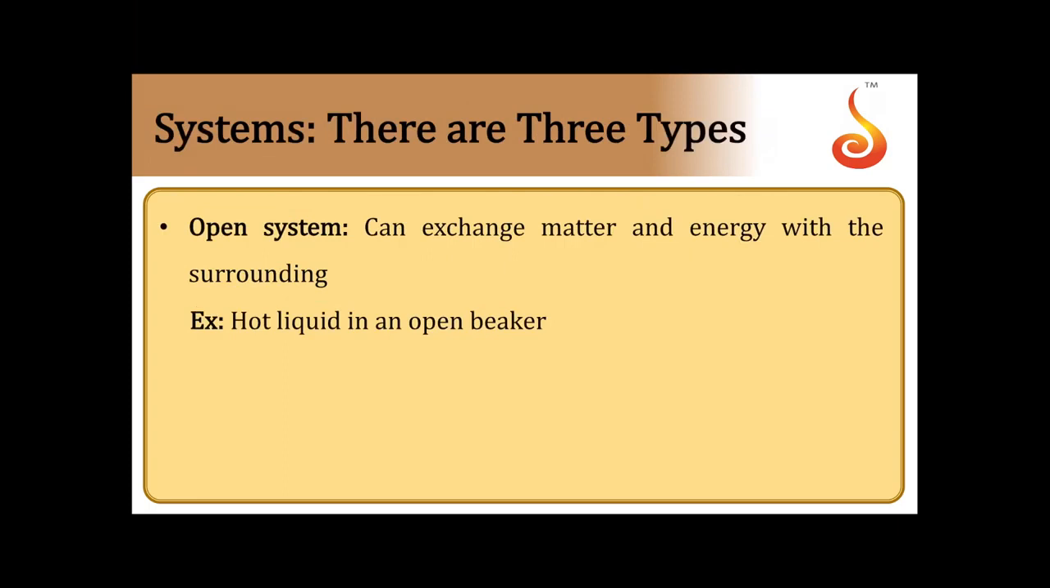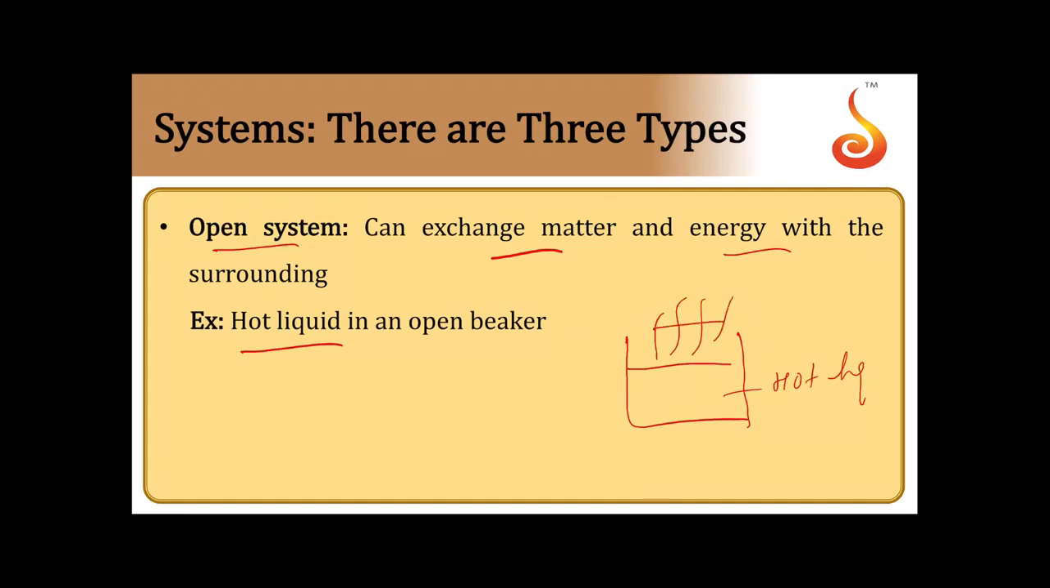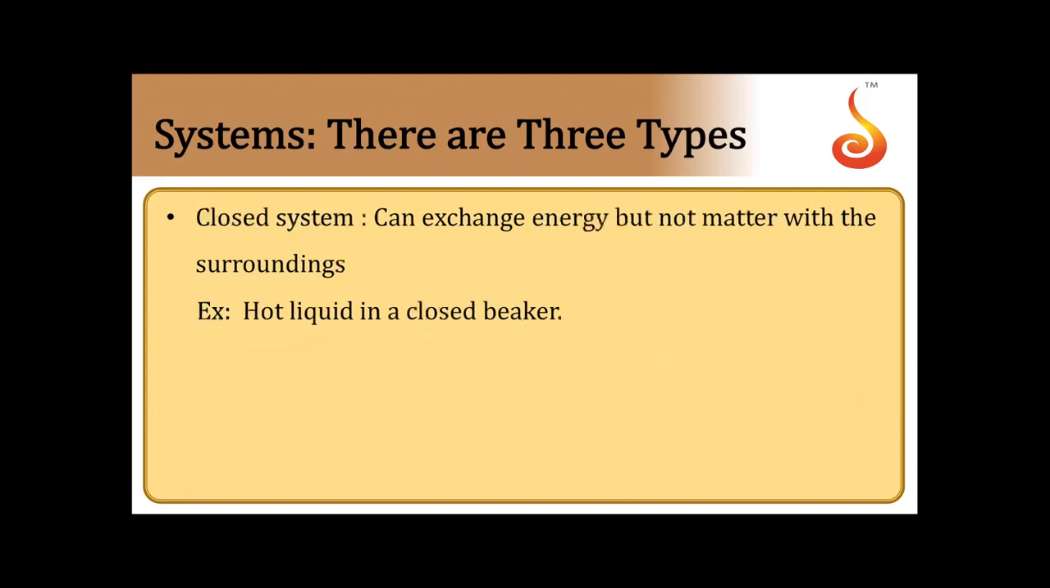Then different types of systems. First one is the open system, a system which can exchange matter as well as energy with surroundings. You can take hot liquid in an open beaker. Vapors can be seen, which means it exchanges vapors with the surroundings, so mass is being exchanged. It also exchanges heat with the surroundings. Therefore, a hot liquid in an open beaker exchanges both mass, the vapors, as well as energy. That can be considered an open system.